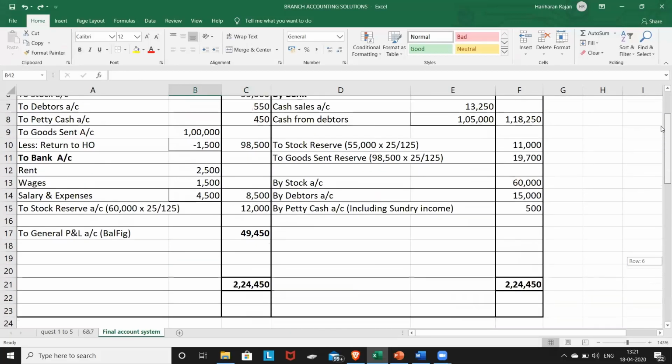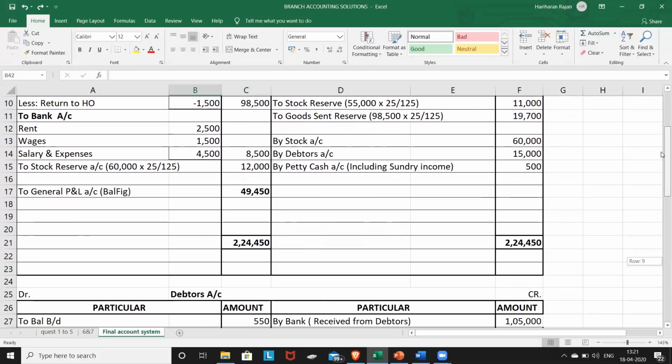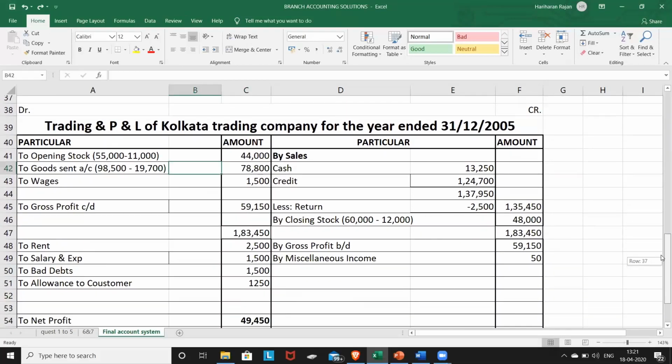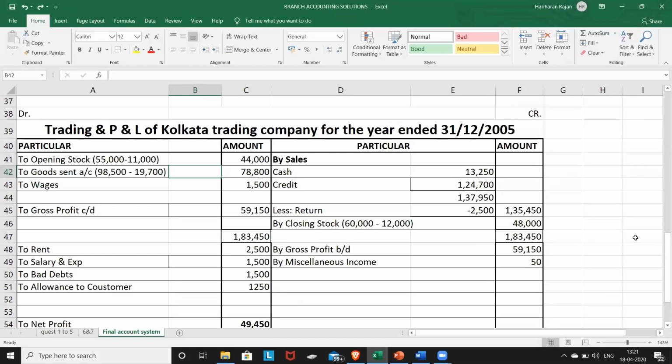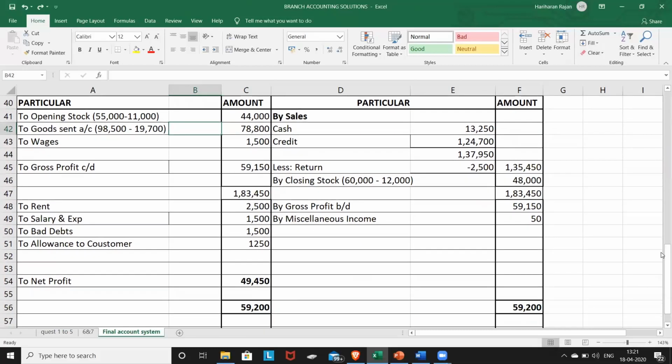So just a summary, we prepared branch account, then we prepared debtors account, then finally we prepared trading and profit and loss account for the year ended 31st December in the books of head office. So this is very simple and easy to understand.